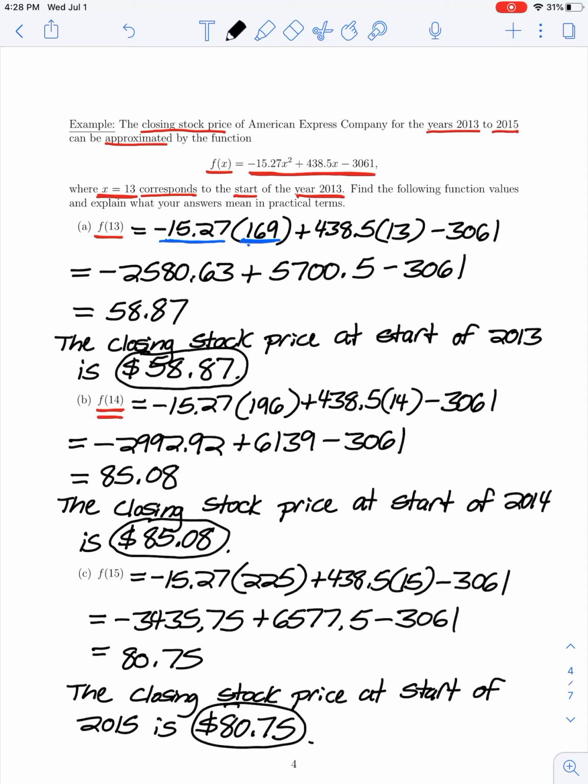Okay, so a little application towards business here, or economics. We see that functions can be used to represent, say, stock prices as they change over time. So evaluating these functions can give us the stock price at a particular time.